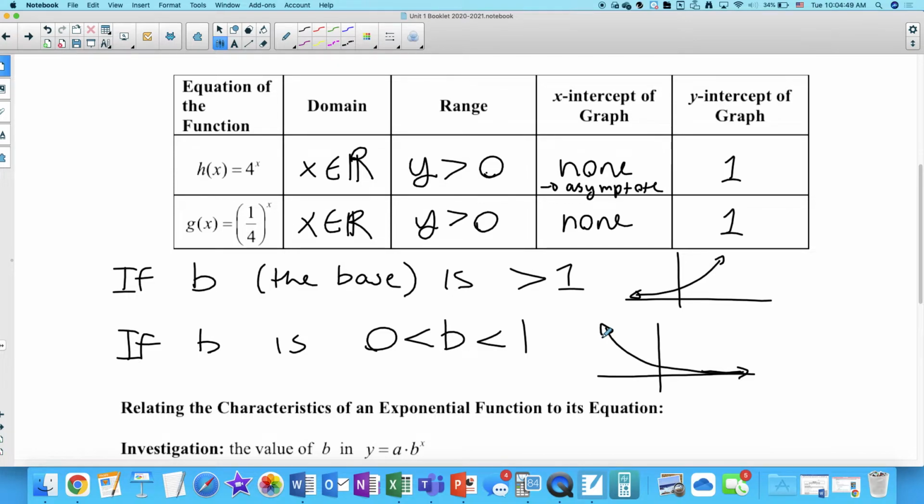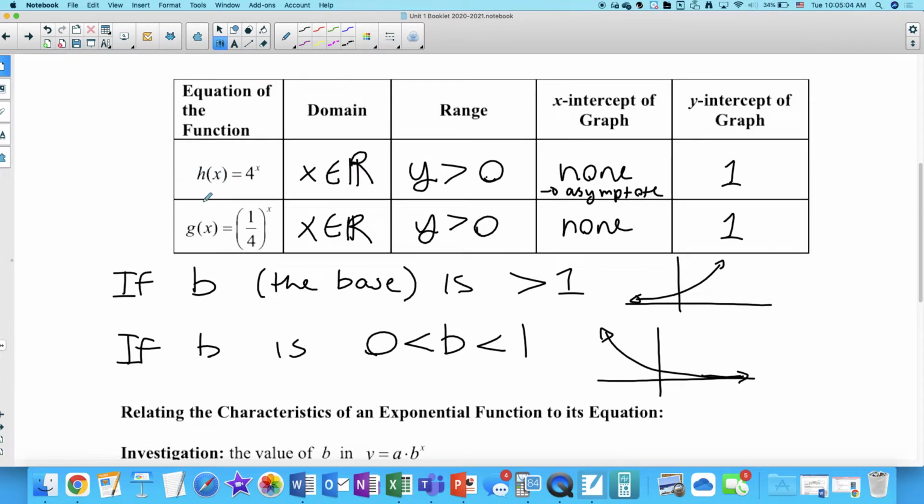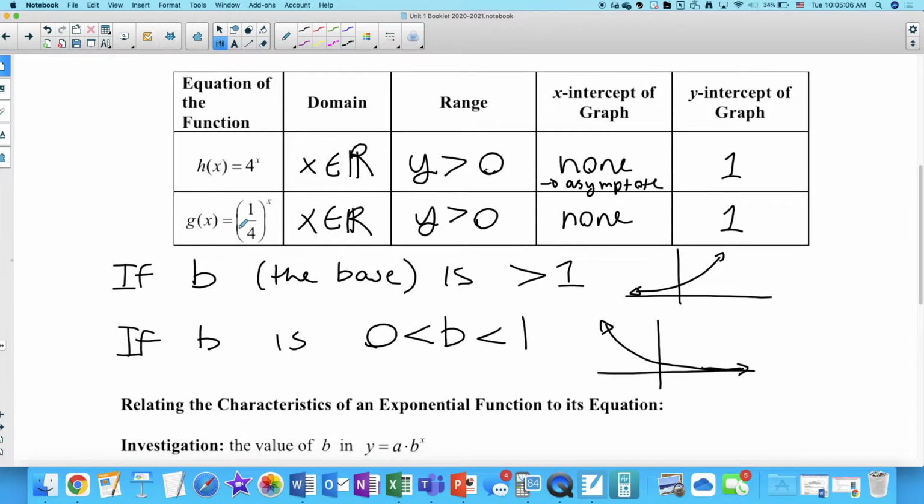All right. So far, so good? Okay. So the next thing I want to talk about is what if we multiply the function by a number? In these previous examples, h of x and g of x, what we're doing is 1 times 4 to the x, or 1 times a quarter to the x. So the a value that's built into the equation was just 1. Okay? Let's see what happens, though, when we change that around.